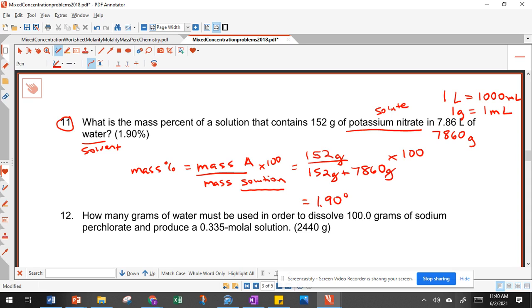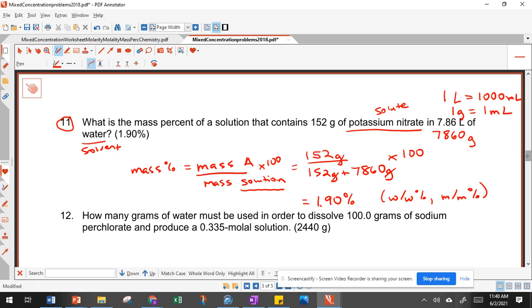1.90 mass percent. And sometimes mass percent will be written as W over W percent, or it might be written as M over M percent. So you'll see those written sometimes. So that's one type of problem where it asks you to find the mass percent. Let's do another type of problem where they ask you to figure out the mass of your solute.